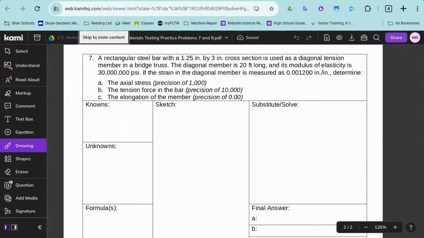All right, in problem number 7, we have a rectangular steel bar with a 1¼ inch by 3 inch cross section that's being used as a diagonal tension member in a bridge truss. There's a lot of information right there. The diagonal member is 20 feet long, and its modulus of elasticity is 30 million psi. If the strain in the diagonal member is measured to be 0.0012 inches per inch, determine A, the axial stress, B, the tension force in the bar, and C, the elongation of the member.